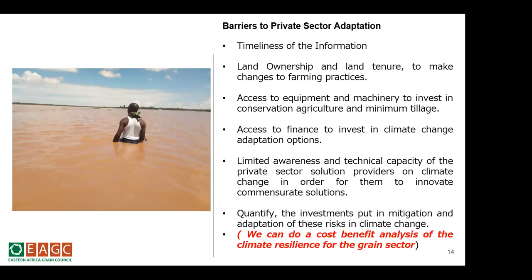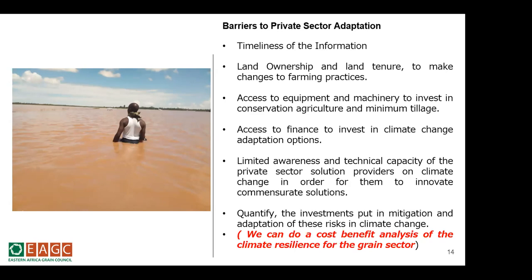Then we also have limited awareness on what to do, because as we experience these challenges every year, there are new challenges, especially pest and disease, new challenges of aflatoxin and mycotoxin. So the technical capacity for some of the private sector to adopt is also a challenge.